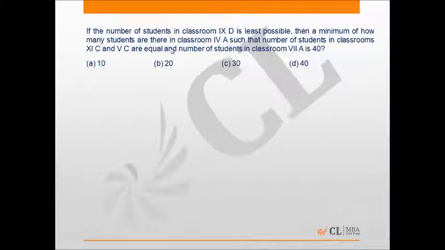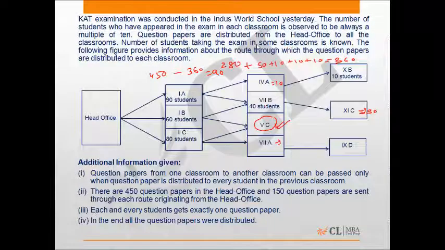Let's move to the next question. If the number of students in class 9th D is least possible, which means it has to be 10, then a minimum of how many students are there in class 4th A such that the number of students in classrooms 11C and 5th C are equal, and the number of students in classroom 7th A is 40, which means the number of students in this class is 40 and the number of students across these two classes are equal, and that in 10th D is 10.